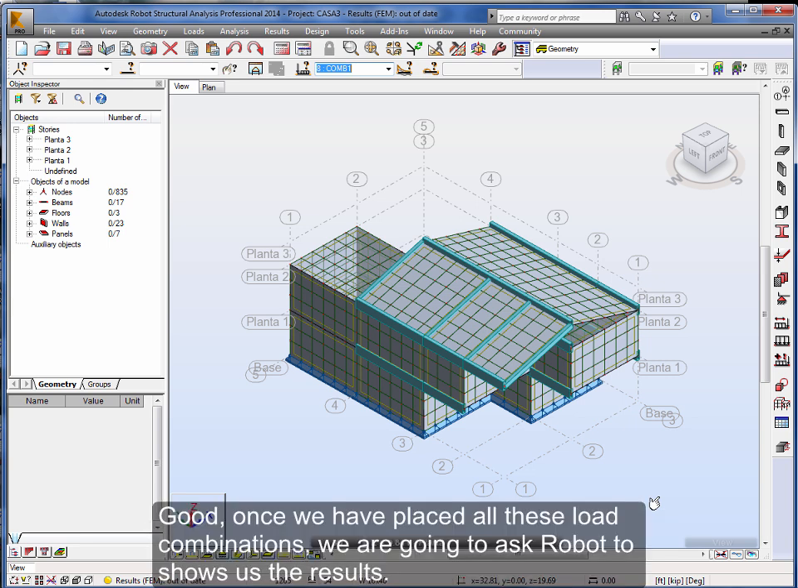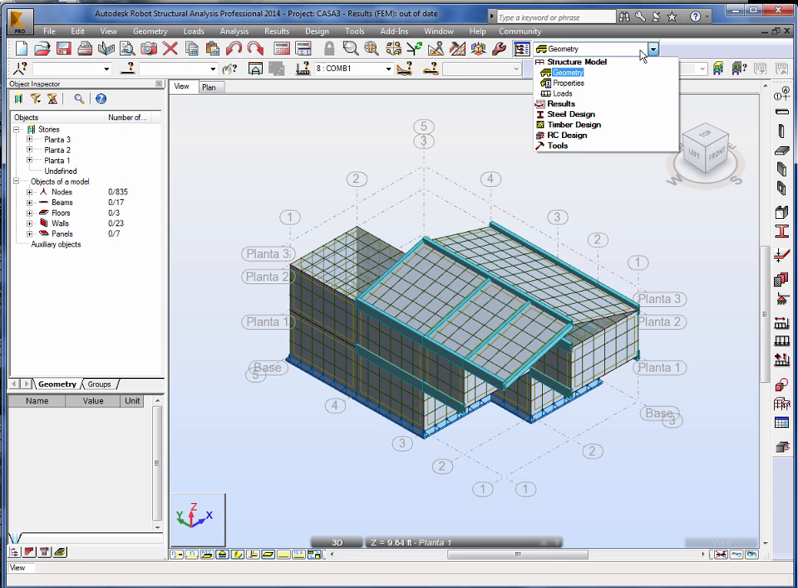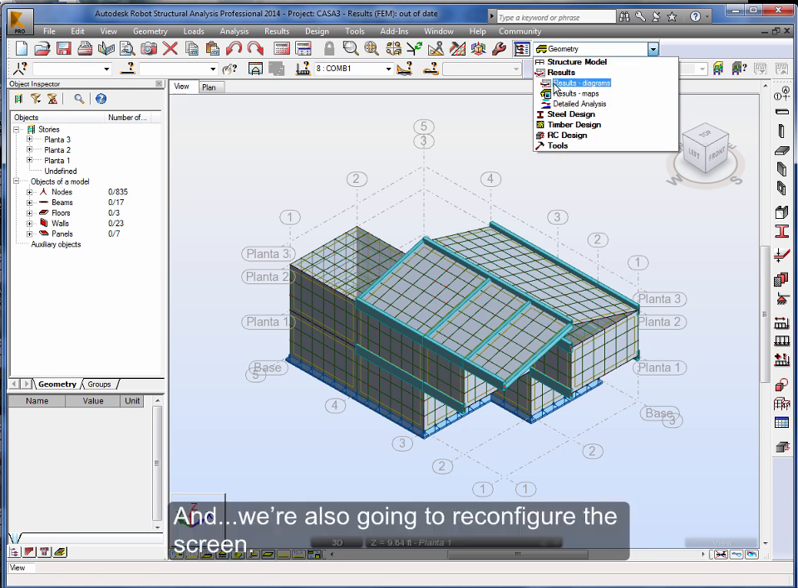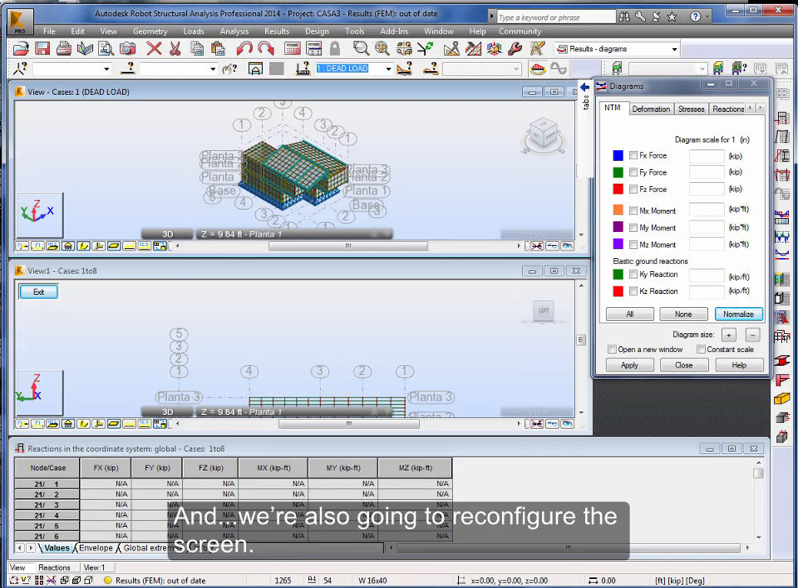Good. Once we have placed all these load combinations, we are going to ask Robot to show us the results. And for that, we are going to click here, and ask for the result diagrams. And we are also going to reconfigure the screen.